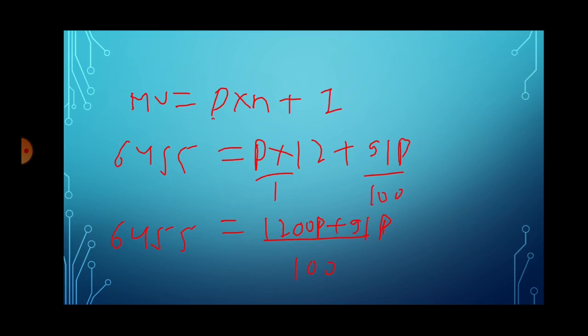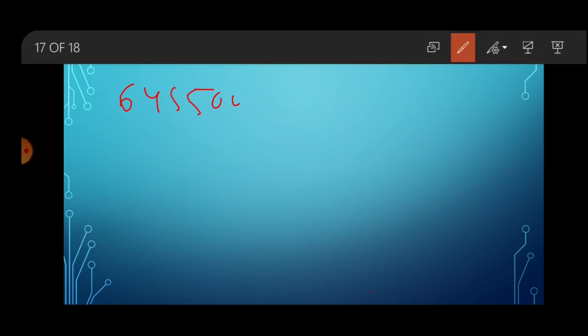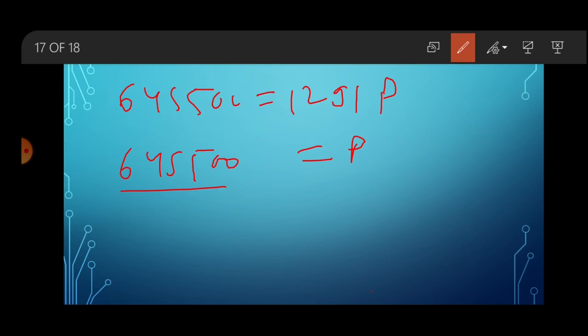645500, and this 1291 is equals to 1291 P. So P is equals to 645500 upon 1291. So I think it will be cancelled 5 times. So your principal becomes, this whole thing will be cancelled, so principal becomes 5,000.